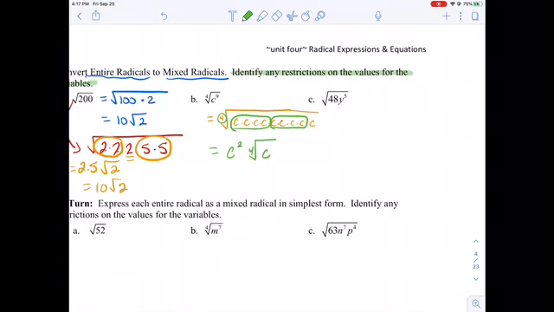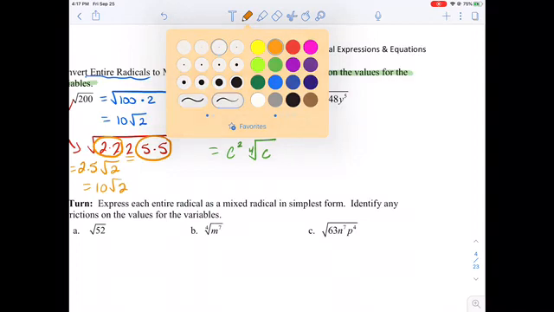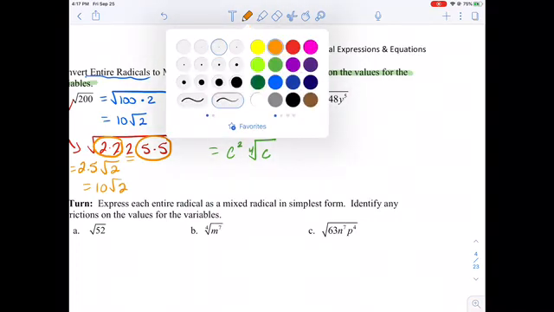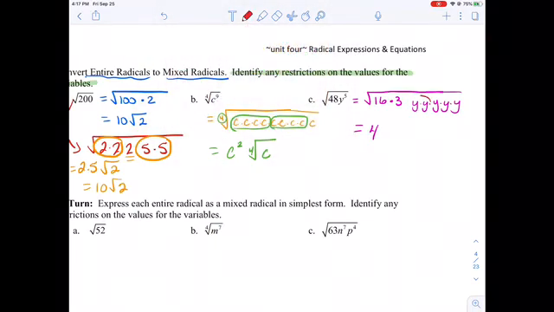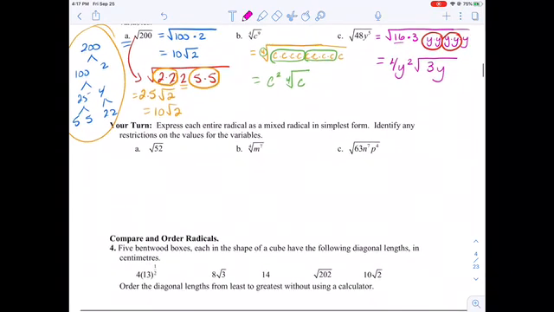Okay, and similar to 48, the shortcut for those numbers would be to take the largest perfect square factor here, which would be 16. 16 times 3 is 48, so I can go 16 times 3, and then y to the 5, y, and of course the square root of 16 is 4, and when I look at my y's, I can take out a complete y here, another complete y, so we get 4y squared, and what we're left with underneath the radical is the square root of 3y. Okay, so there's those 3 questions.